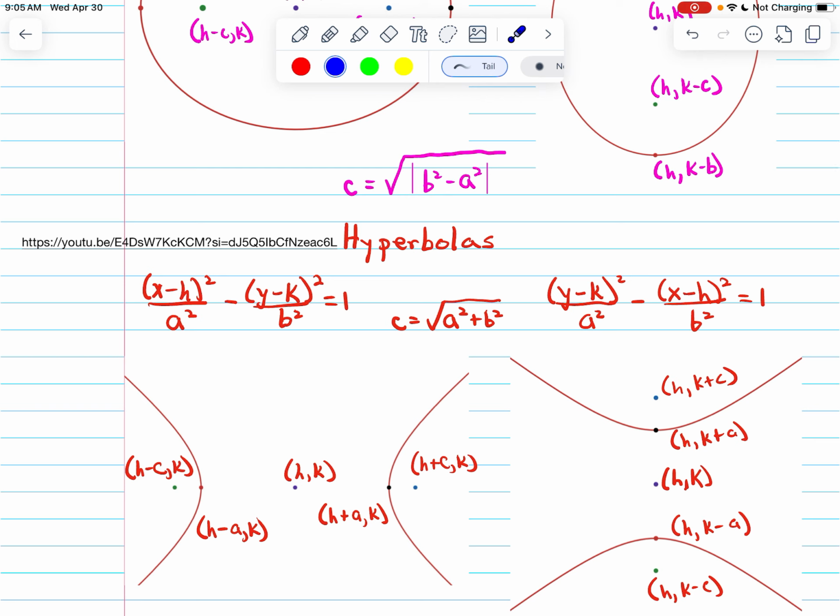Now, as far as hyperbolas go, we have these two types. Notice here the x term is positive and here the y term is positive. If the x term is positive, you're going to have it looking like this, passing through the x-axis, where it's kind of symmetric about this axis of symmetry here, going down through here.